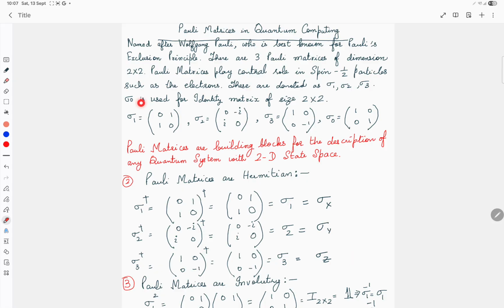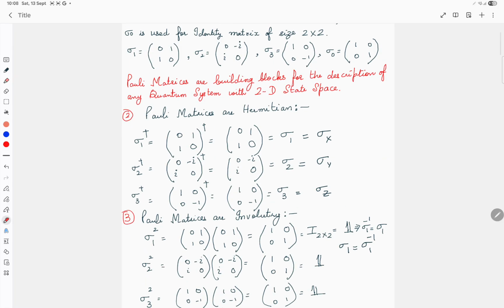Sigma 0 is also used in conjunction with the Pauli matrices. Basically, it is a 2 cross 2 identity matrix. So Pauli matrices are building blocks for the description of any quantum system with 2D state space. So this is the sigma x or sigma 1 matrix. This is sigma 2 or sigma y matrix, and this is sigma 3 or sigma z matrix.